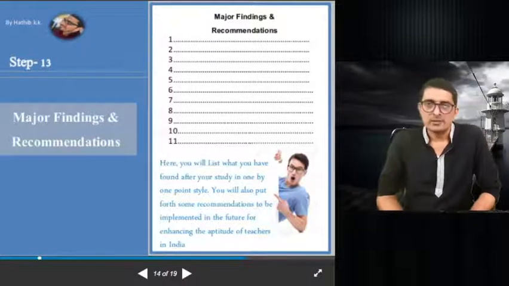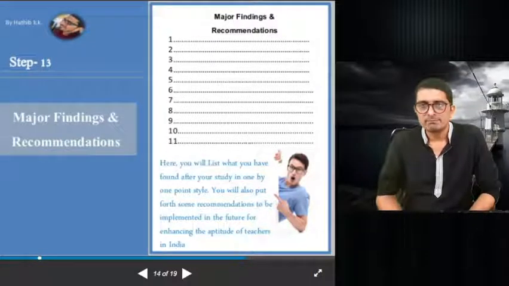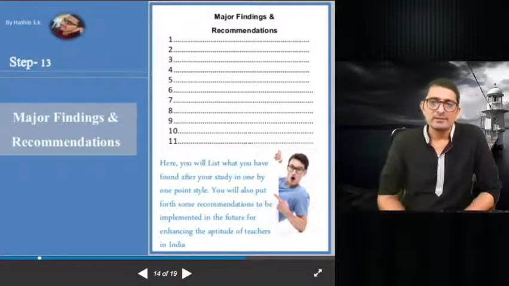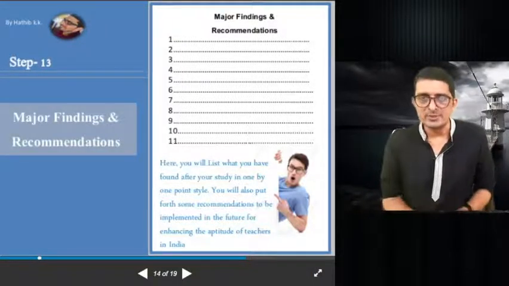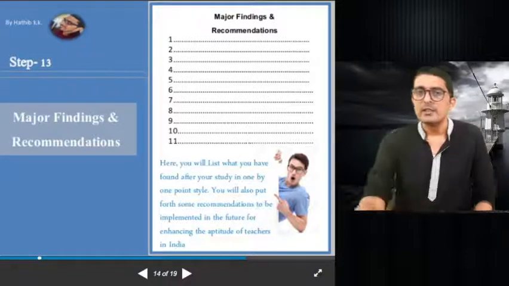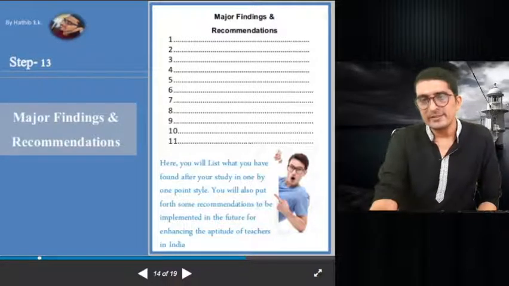And if you have found out that most of the men are interested in outside food, and if you have found out that most of the men are suffering with stomachache, then your recommendation will be men should prefer homely food over outside food. This would be your recommendation on the basis of your findings in your study, and this should be written in the major findings and recommendation section.